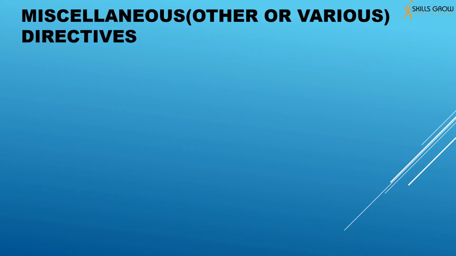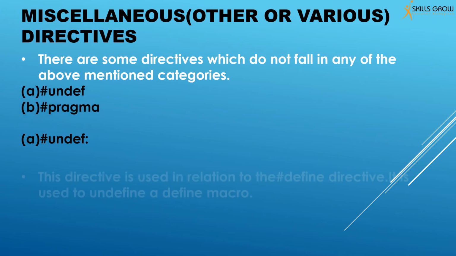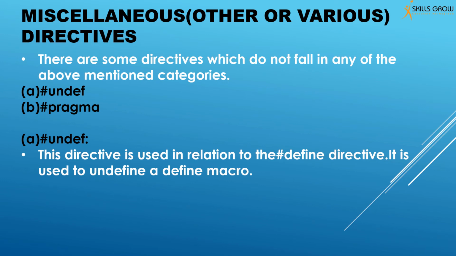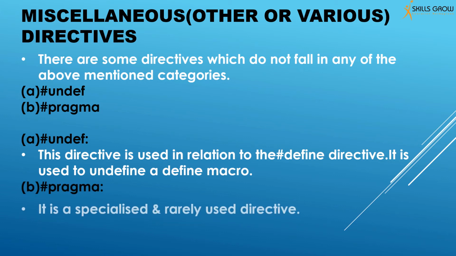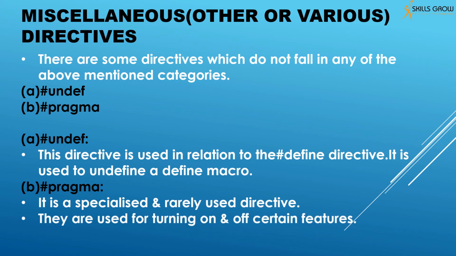The last one is miscellaneous directives. There are some directives which do not belong to any of the above mentioned directives. #undef, #pragma. #undef is used in relation to the #define directive. The purpose of this is to undefine a defined macro. #pragma is a specialized and rarely used directive. It provides some additional information to the compiler, and is used for turning certain features on and off.